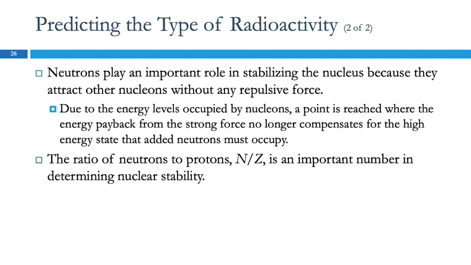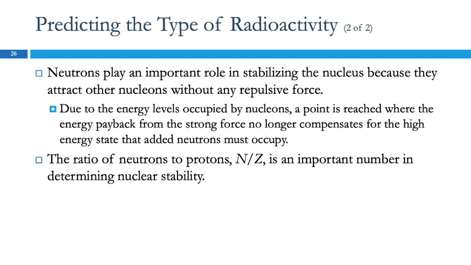So due to the energy levels occupied by nucleons, a point is reached where the energy payback from the strong force no longer compensates for the high energy state that added neutrons must occupy. So we don't want to go there, but protons and neutrons have energy levels like electrons do. So at some point, that attraction of the strong force does not compensate anymore.